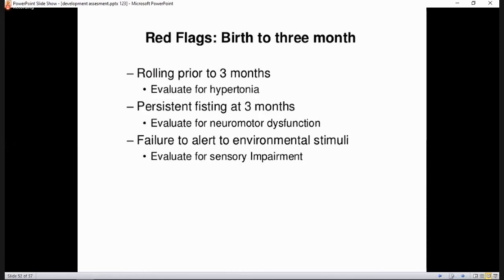So we were talking about development and how to assess it. There are some red flag signs. Red flag signs mean that you should be concerned if these children do these things at this age.